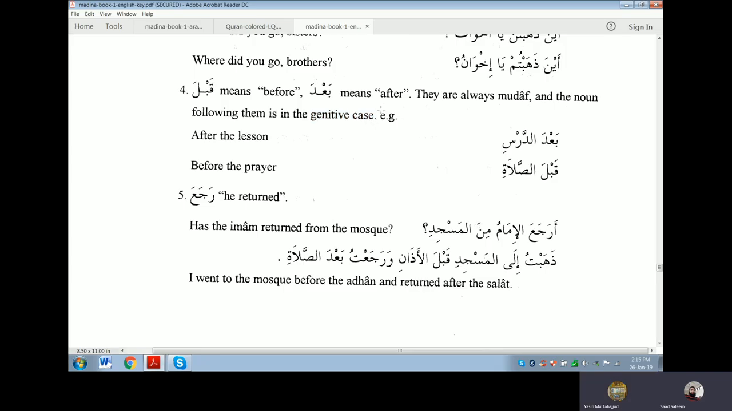So, badad darsi, after the lesson, and qablas salati, before the prayer.